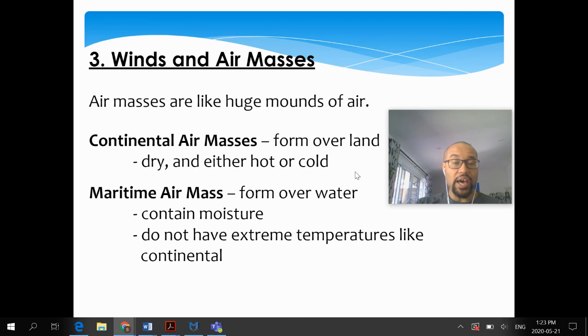So if we had a very hot continental air mass blowing in from a certain direction, well, that's going to warm you up. If you have a maritime air mass coming, then you know you're likely to experience some rain or snow depending on the time of year.